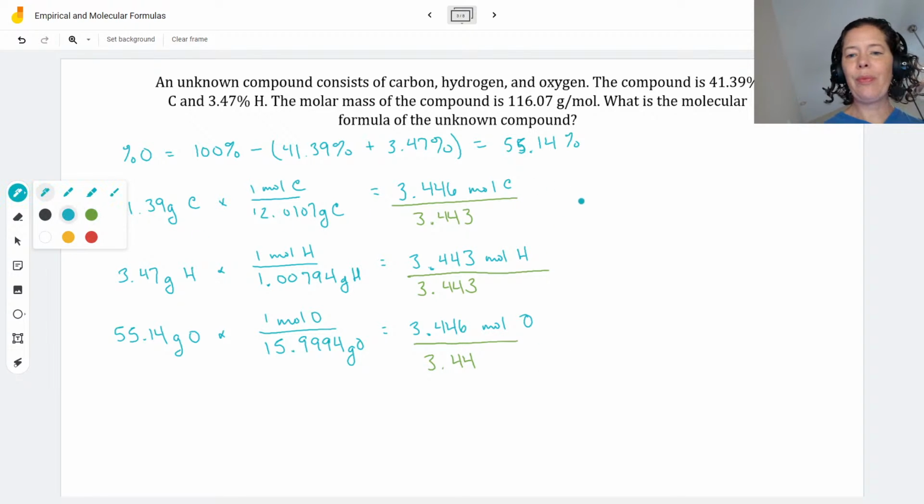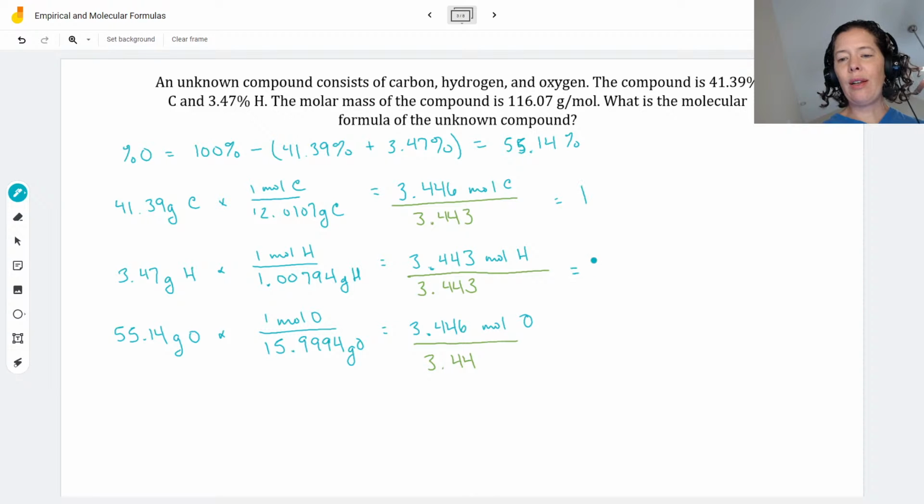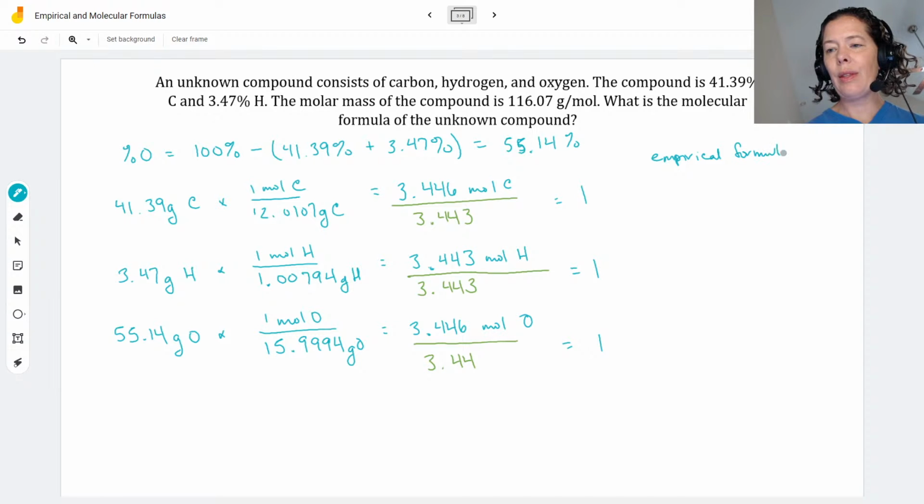Oops, let me switch back to blue. So this is 1, 1, and 1. So you're right. Carbon and oxygen are not exactly 1, but again, we're looking for that closest whole number, and 1 is definitely it. So if I'm going to write my empirical formula for this, I have 1 carbon, 1 hydrogen, 1 oxygen. So my empirical formula is simply CHO.